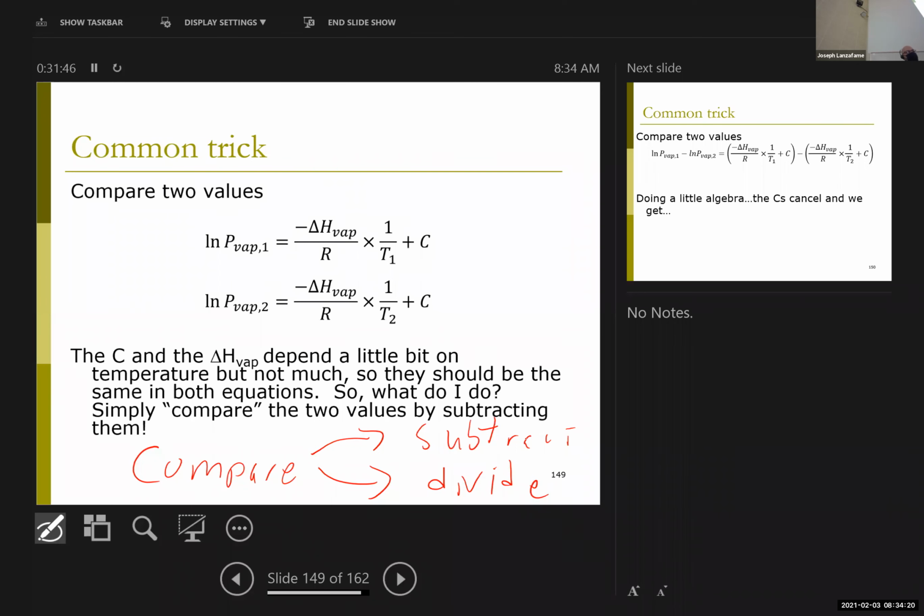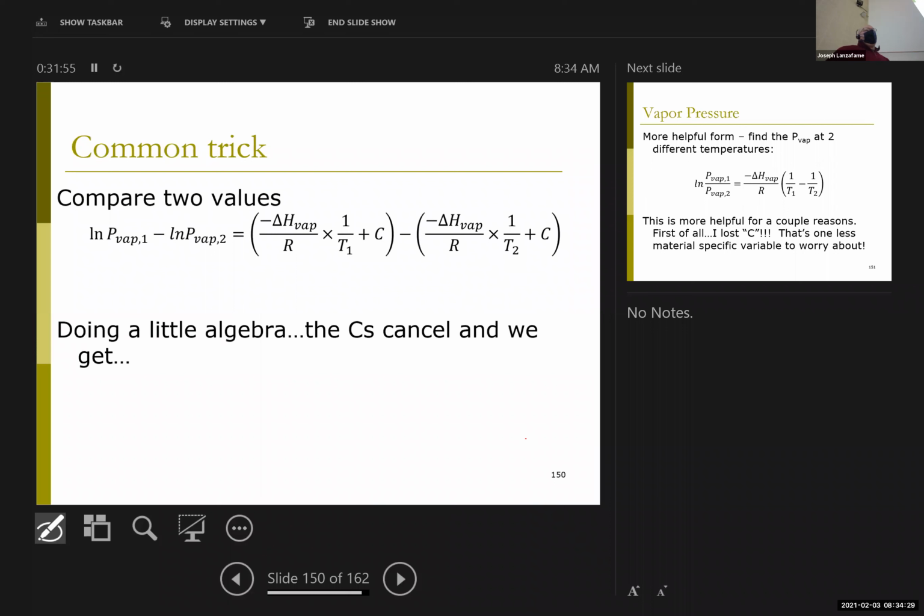And so if I want to compare those two data points, I could either subtract them or divide them. In this case, subtracting them is more algebraically simple, although I could also divide them. And so I literally subtract equation 2 from equation 1. So I subtract both left-hand sides and I subtract both right-hand sides. Since the left-hand side should equal the right-hand side, I should still have an equality.